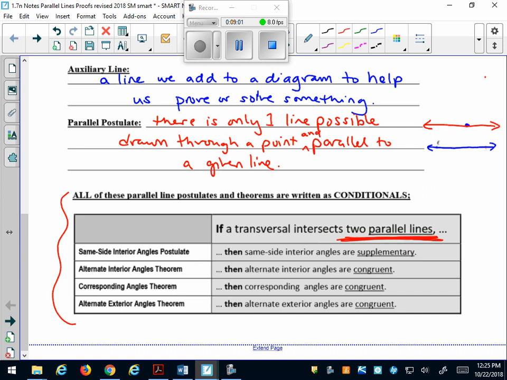So remember, the S's, same side, are supplementary. The rest are congruent. Only if the lines are parallel. Notice one little detail here. This one is a postulate, and these three are theorems. Again, the difference between a postulate and a theorem. Postulates we accept as true without proof. Theorems have been proven. So, can you think of why one of these is a postulate and the other three are theorems?